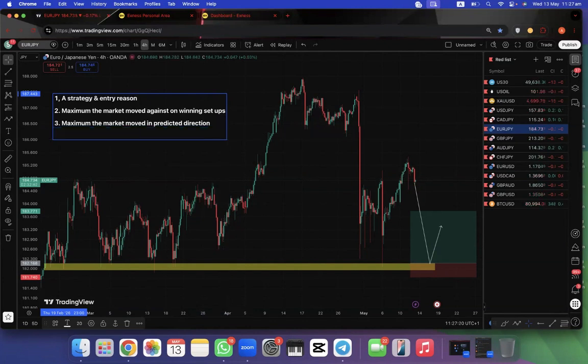Then another thing you can also add is time trade got to entry.